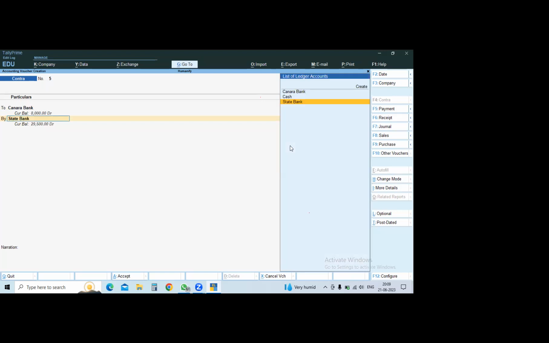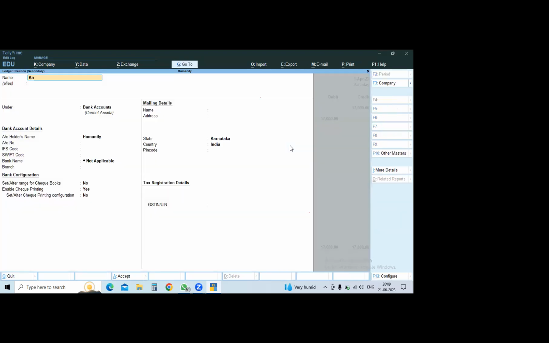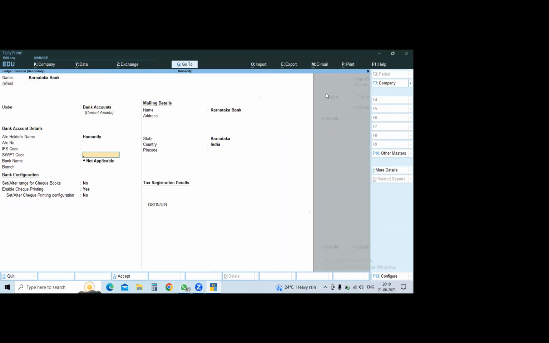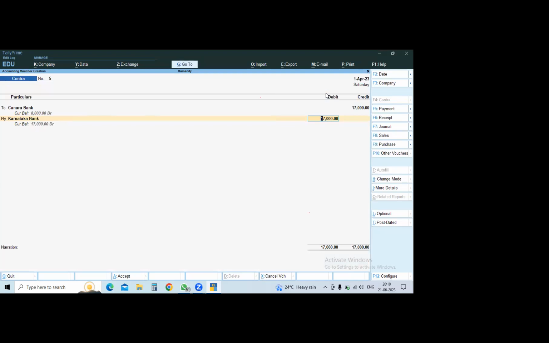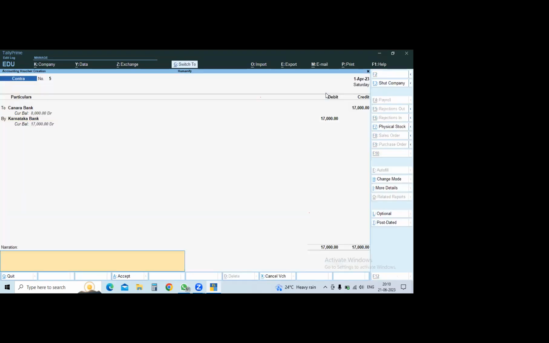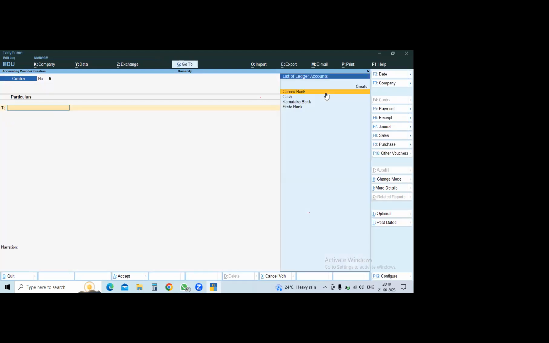Here you create, Alt C. Karnataka Bank. Remember, this group, bank account, is important. Here you have to select bank account only. Control A, you do accept now. Yeah, do enter. Do enter. Enter. Yes. Control A, you accept. Yeah, that's it. Contra entry is done.